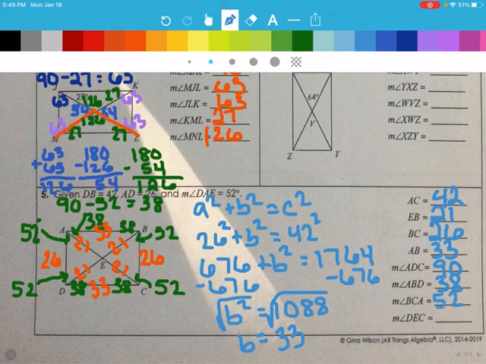And lastly, angle DEC, D to E to C. We don't have that yet, but I have two angles. I have two 38s there. So I'm going to add those 38s up. I should get 76. A triangle is always 180, so 180 minus 76 equals 104. 104 degrees. Okay, give questions 2 and 4 a try.